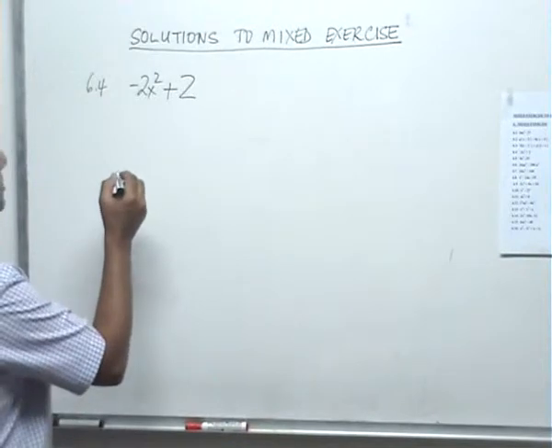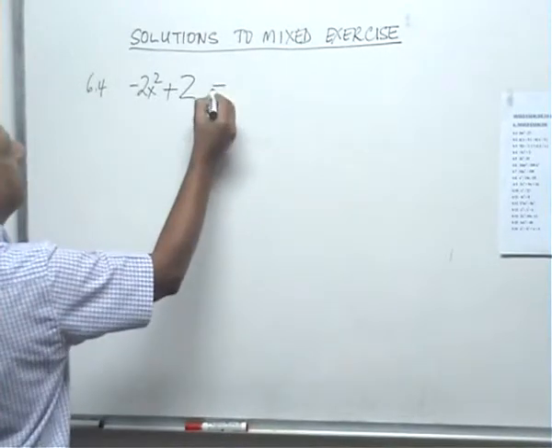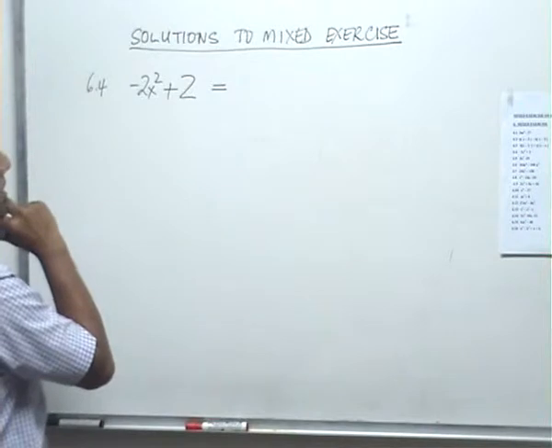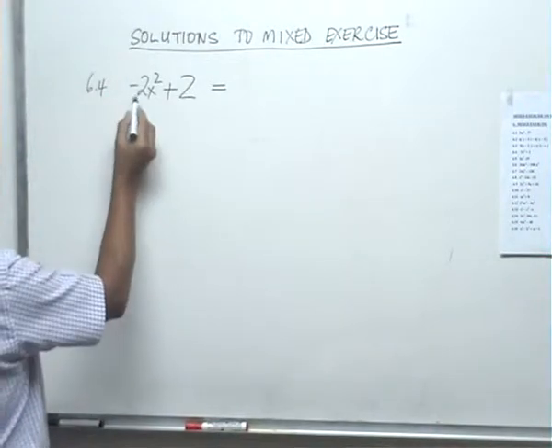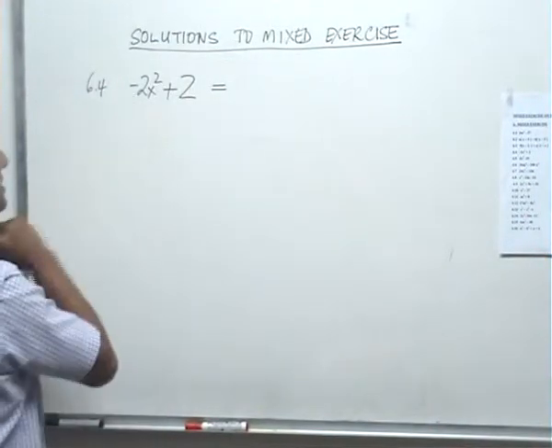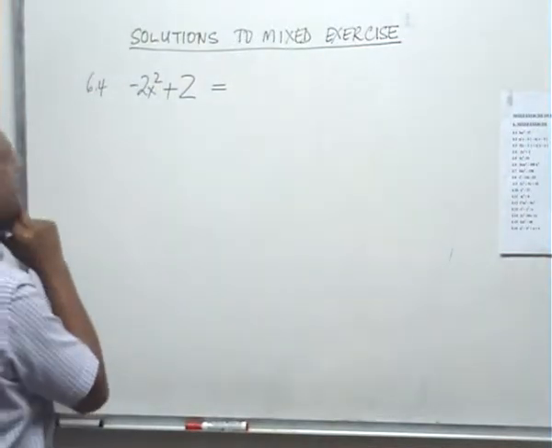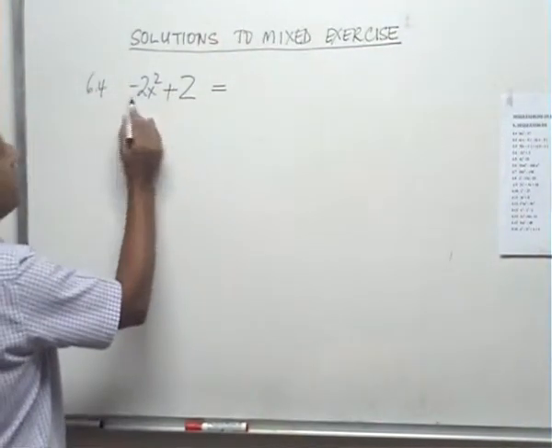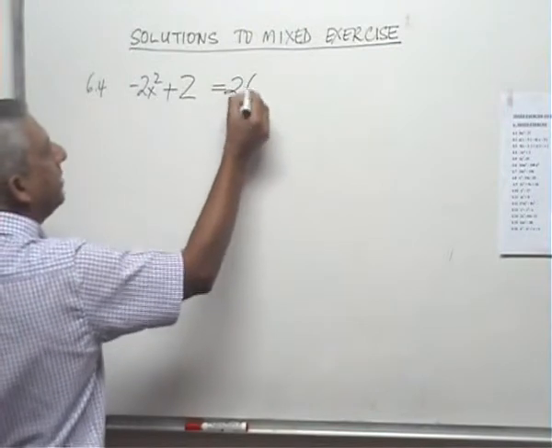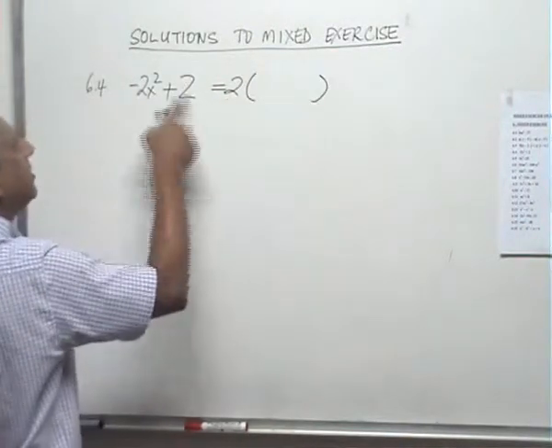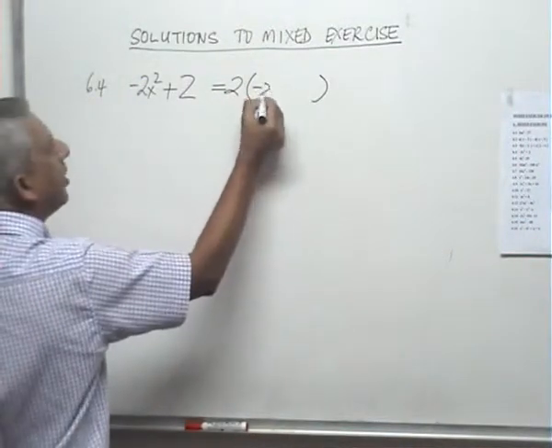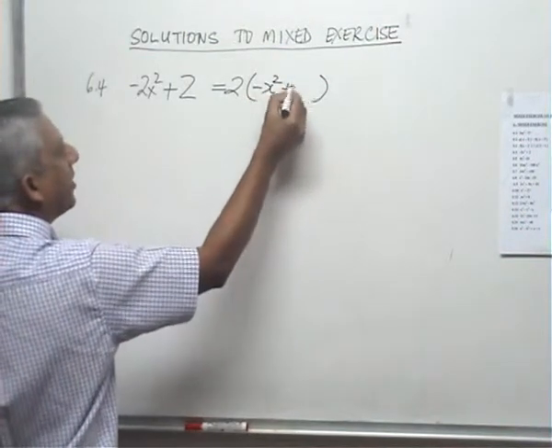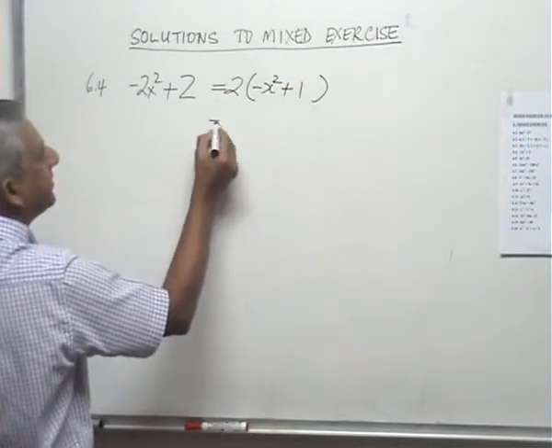Alright, we are at 6.4. So if you look at this example, you may get the feeling that 2 is a common factor. This example can be done in two different ways. Let's say you felt 2 is a common factor. Then you wrote down 2 here. Then you did your division and you'll be left with minus x squared plus 1.